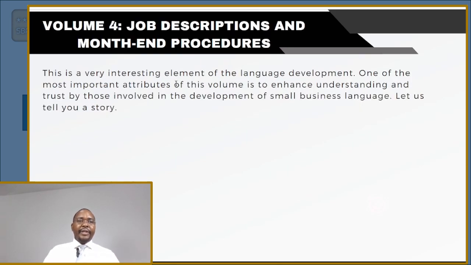Okay, then you get to volume 4. Volume 4 is talking about job descriptions and month-end procedures. We've already talked about this when we were talking about volume 1, the SBOG, to say what is important now is to separate the roles and responsibilities in the small business environment.